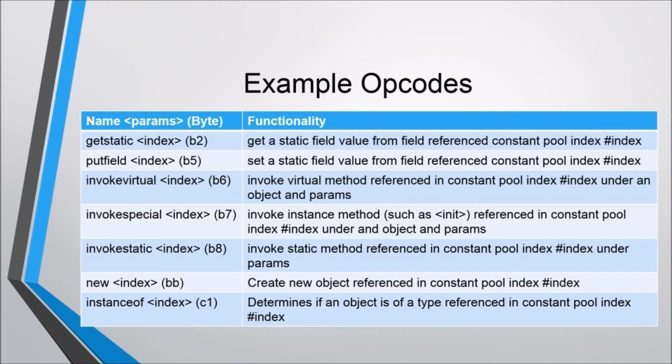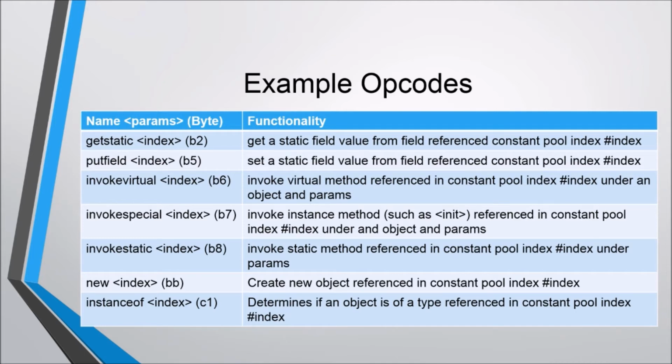We've also got getstatic, which will get a static field value from a field reference in the constant pool index. So along with strings and integers and that, you'll also have the locations of the packages and classes for the fields and methods you're invoking. So for example, if I wanted to invoke a field from another class, the location of that field and the name of that field will be stored in the constant pool. And if we want to get the static value of that static field, then we will reference the constant pool at that index and get that value.